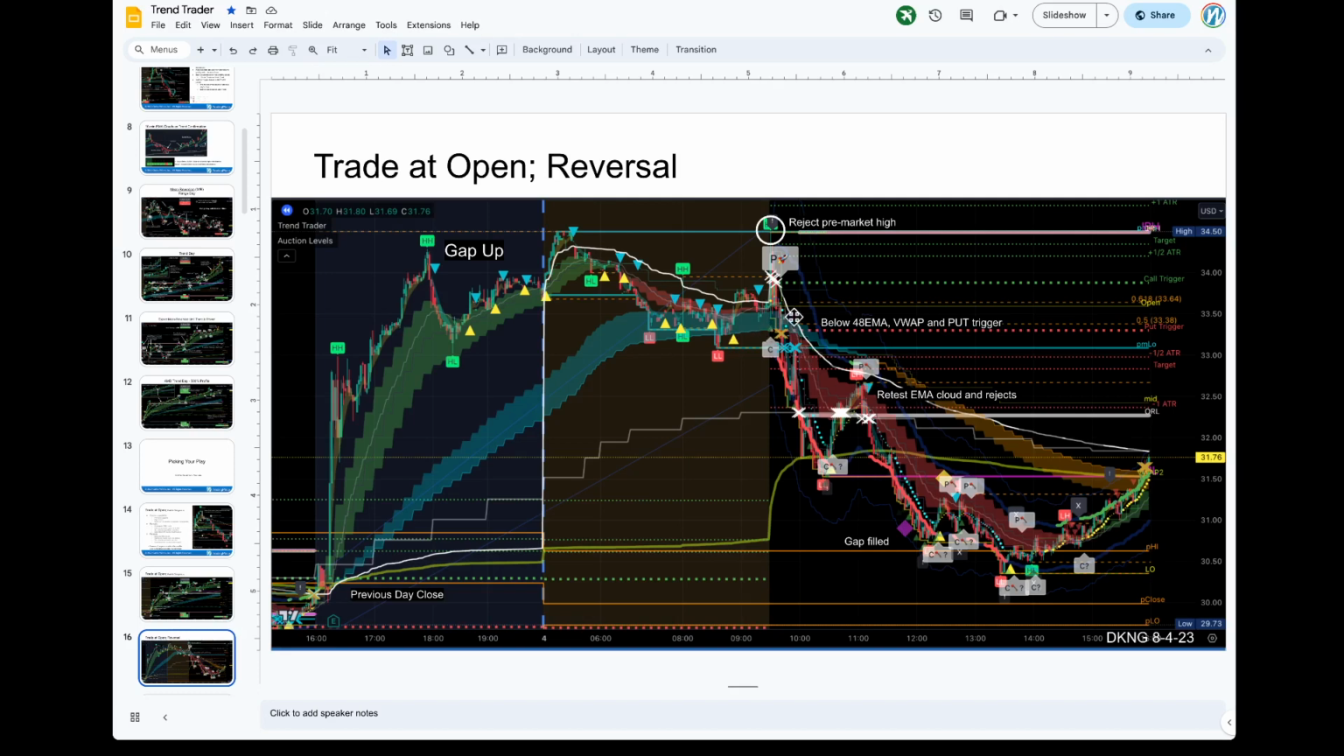Now you get a combination of: we have a put signal, we're below the VWAP, we're below all of the EMA clouds. Right here we break the pre-market low. At this point, it's a no-brainer to go bearish because you have all of the signals. And if I had the other indicators there, you would have seen that as well.